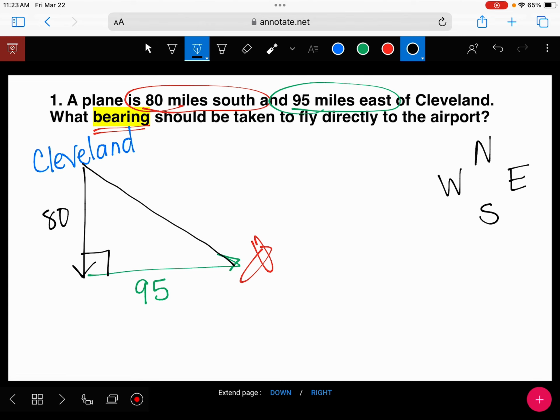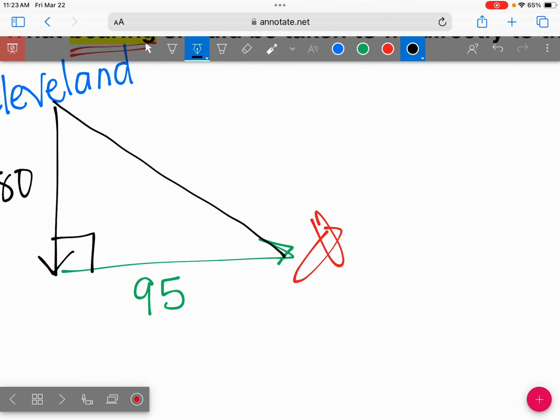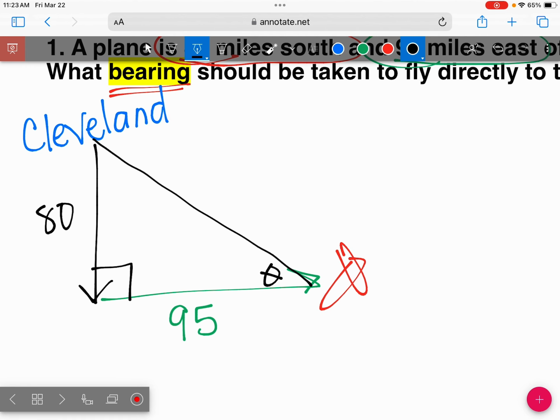So that's my triangle. The tricky part right here is even though the plane is right here, this cannot be a bearing. And why can't that angle be a bearing? Because it's not with the vertical. So this is an example of where we have to extend our triangle. Our bearing will be outside. So the bearing in this example is actually right here. That's my bearing.